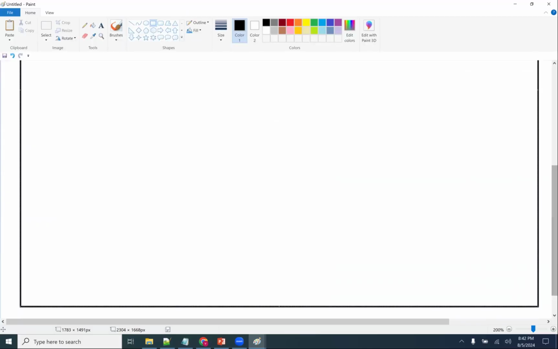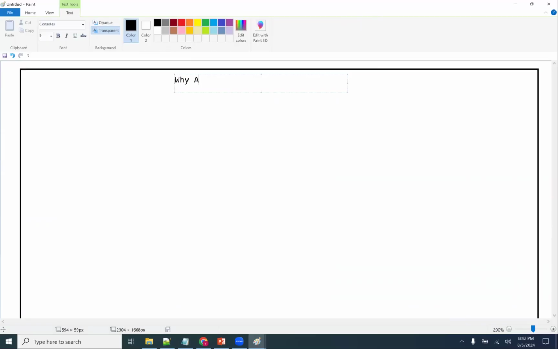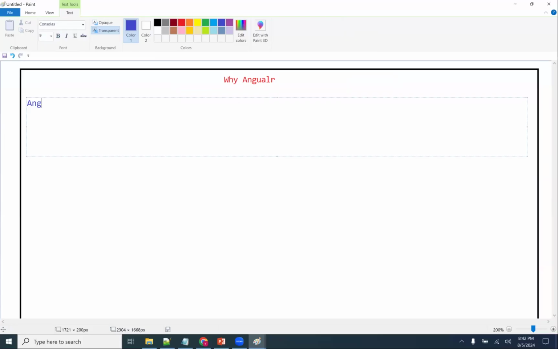Right. Now, the first topic I'm going to focus on is why Angular. For the next 4 classes, this is the topic. Why Angular? So, what does Angular mean? Angular is a framework to develop a web application.